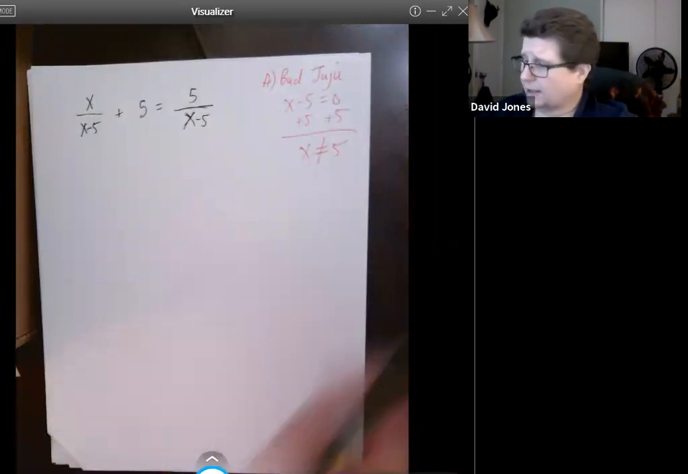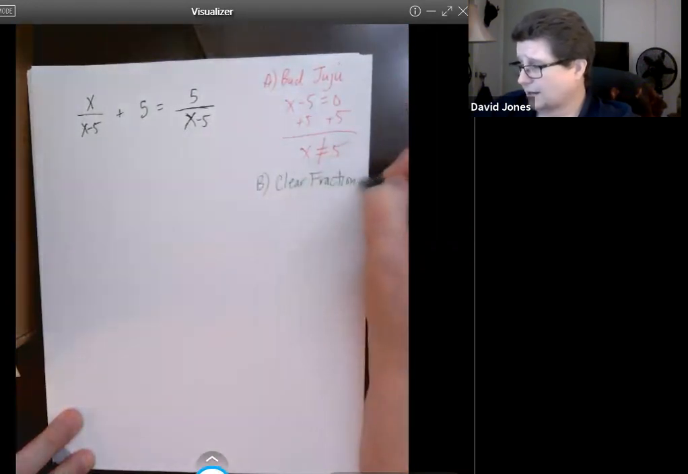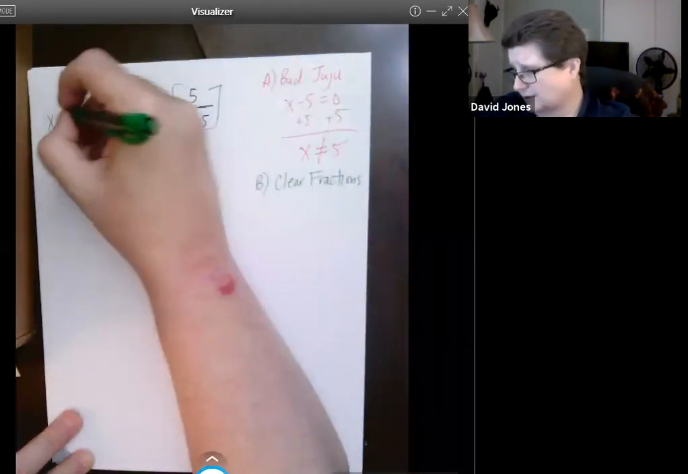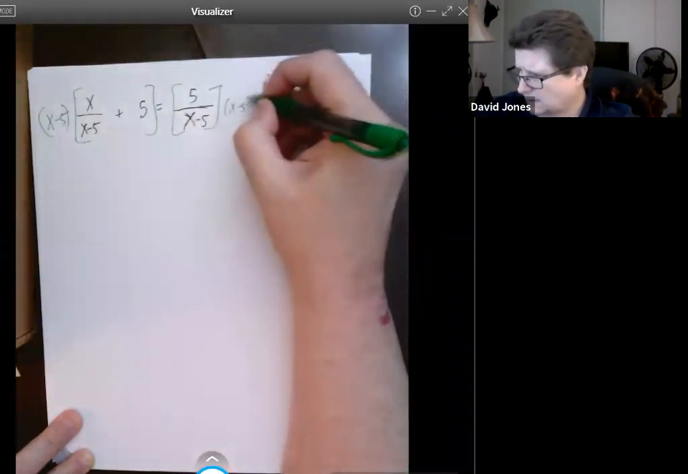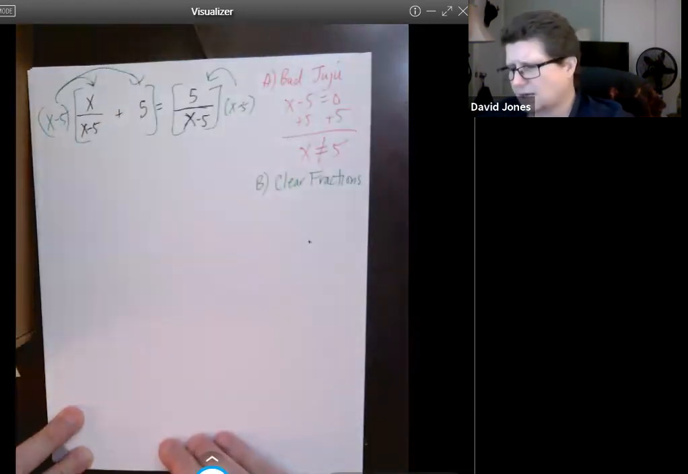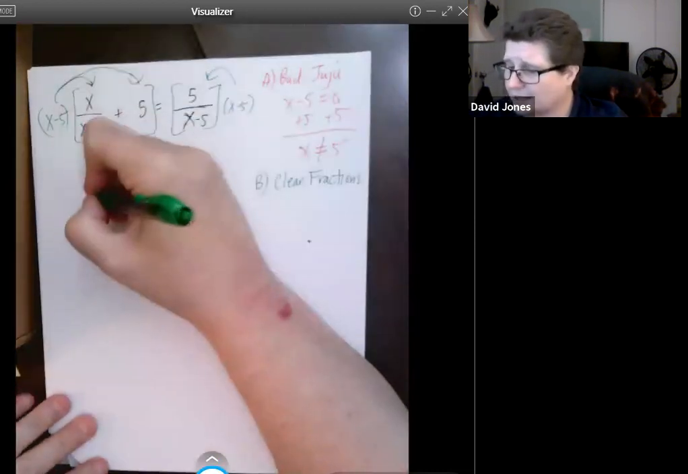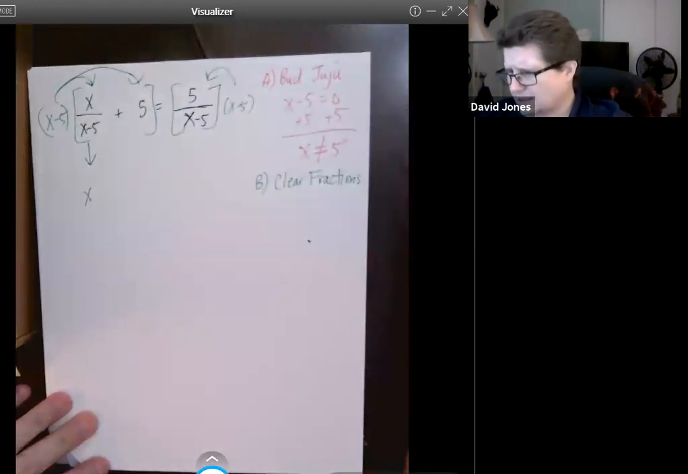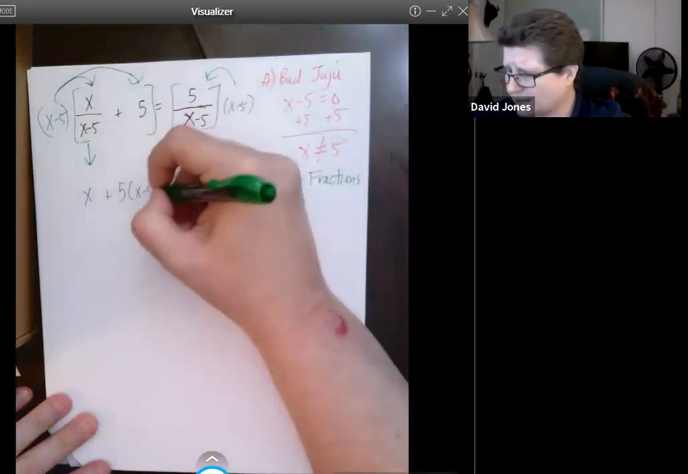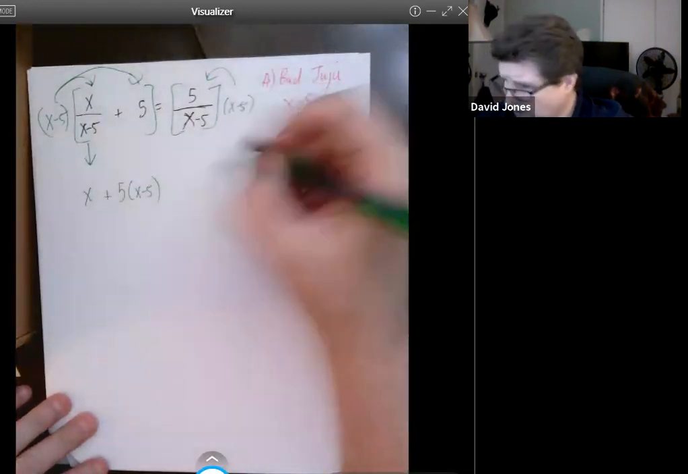B, we're going to clear the fractions. The only common denominator is x minus 5, so I'll multiply both sides by x minus 5. And we'll distribute. In the first term, the x minus 5 and the denominator cancel, I have x. On the next term, I have plus 5 times x minus 5. And on the right side, I have just 5.